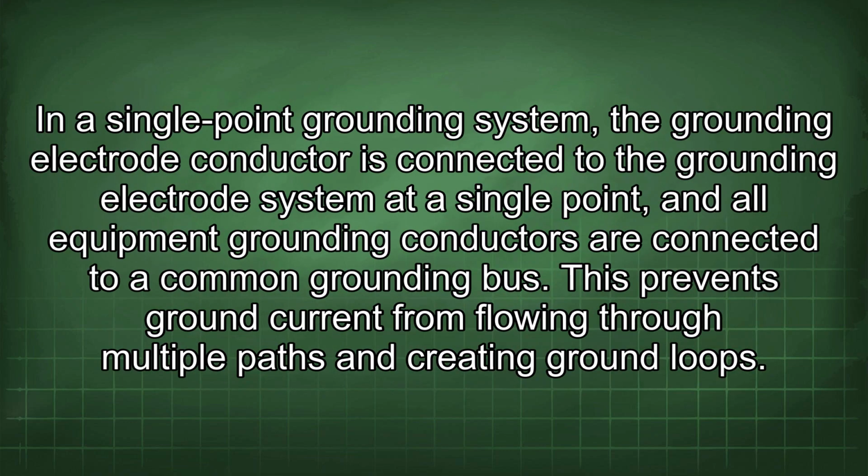In a single-point grounding system, the grounding electrode conductor is connected to the grounding electrode system at a single point, and all equipment grounding conductors are connected to a common grounding bus. This prevents ground current from flowing through multiple paths and creating ground loops.